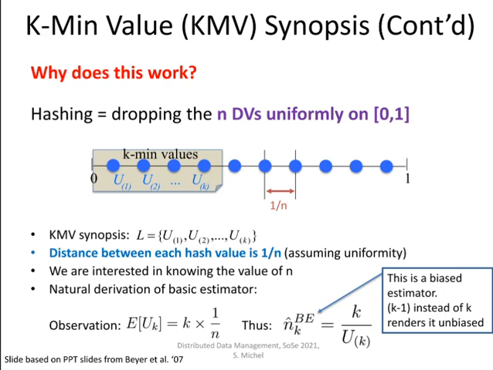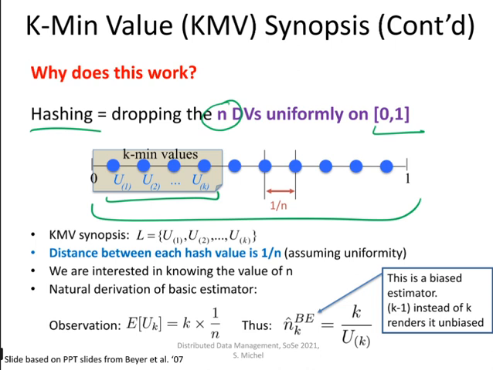So why does this work? The hashing is dropping these n distinct values uniformly into the 0, 1 interval. Of course, we do not know n, we just assume n to be given. You can illustrate this as follows. We have again these blue dots, like on the slide before, and we only have the distinct ones here, of course. It is also important to note that we keep only distinct u values. In case we have a duplicate hash output, we just ignore it.